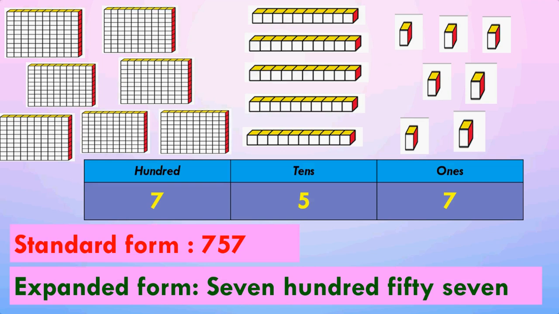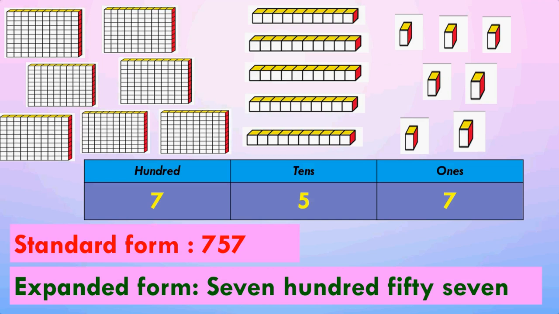757, ma'am. Okay, Rohan. Okay, how many hundreds, tens and ones are there? 700, 5, and 1. Okay. How many ones? 7 ones. Yes. Okay, super, Rohan.